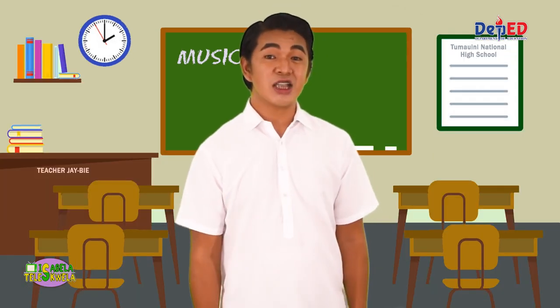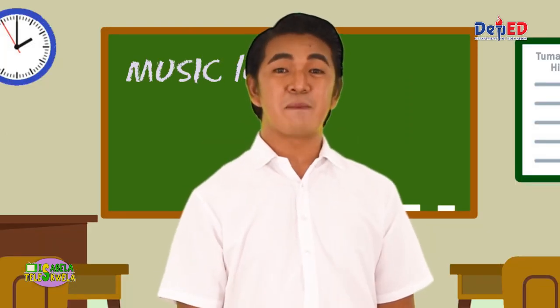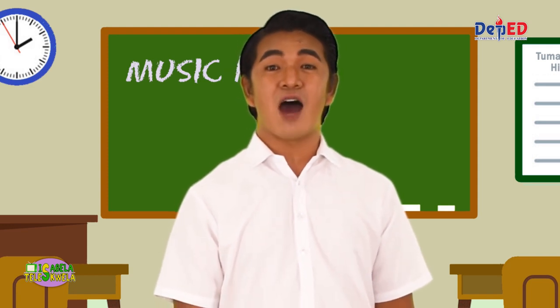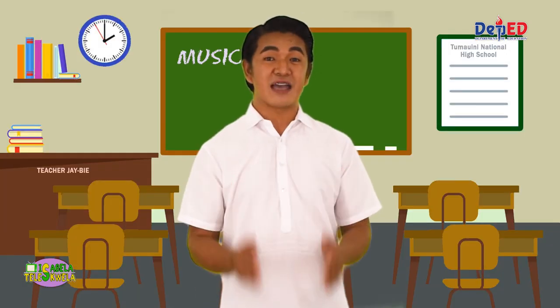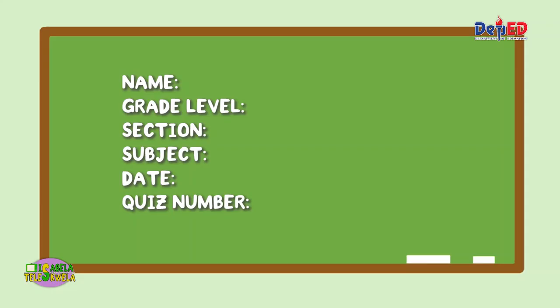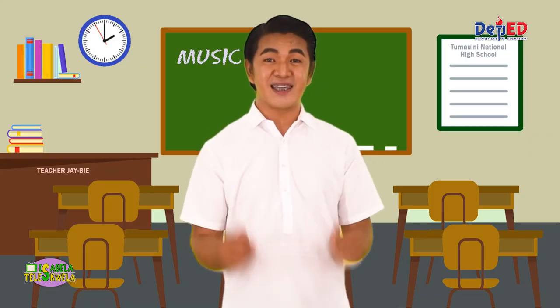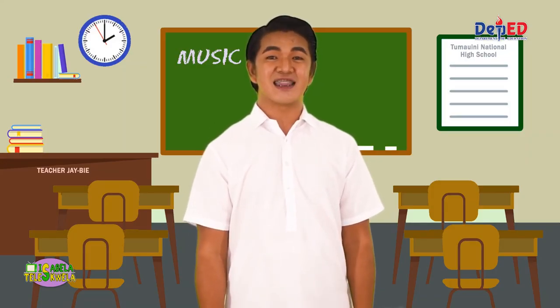Now, class, let us check how far you have understood our lesson for today. Get your activity notes because we will be needing this in answering our short quiz. Before you answer, do not forget to write this template. Complete the table below. Group the instruments according to their classification of sounds and describe the most distinct feature of each instrument. Copy and answer the table below on your activity notes. If you are all ready, answer these questions in 10 minutes.